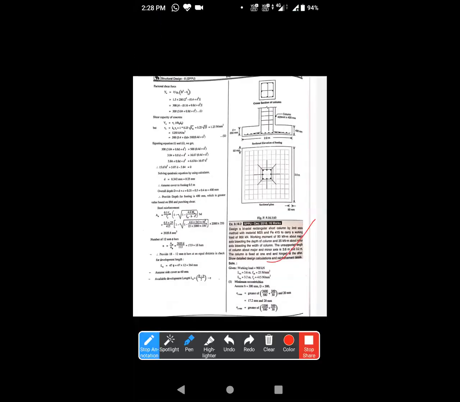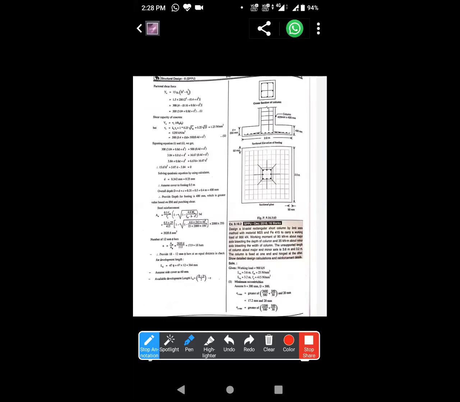See here, you have to design a biaxial rectangular column. Therefore, two lengths are given to you, that means LEX and LEY. Okay, we will go with the example first. The working load is 900 kilonewton, LEX is 3.6 and LEY is 3.2, with the grade of concrete and the grade of steel. Now your first step is to find the minimum eccentricity.